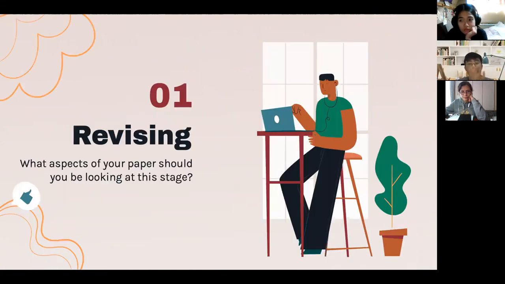So the first thing that I want to discuss is revising. One question to all of you is, at the revising stage, what aspects of your paper should you be looking at? Feel free to speak up or send messages in the chat. If you're going to revise your first draft, what do you usually look at? Is there any specific problem that you want to look at?